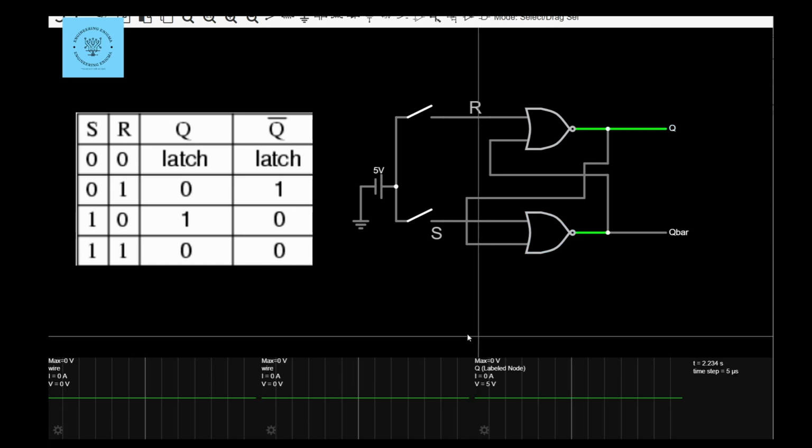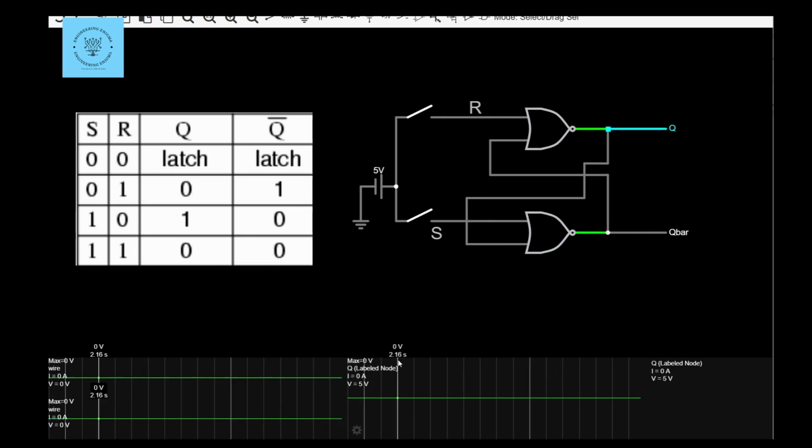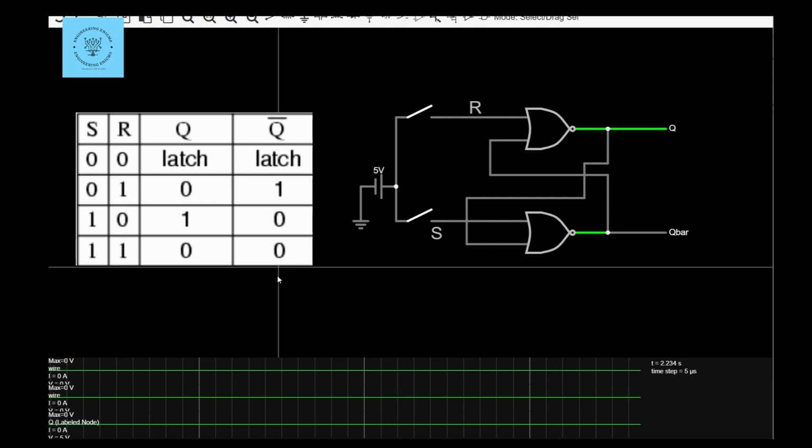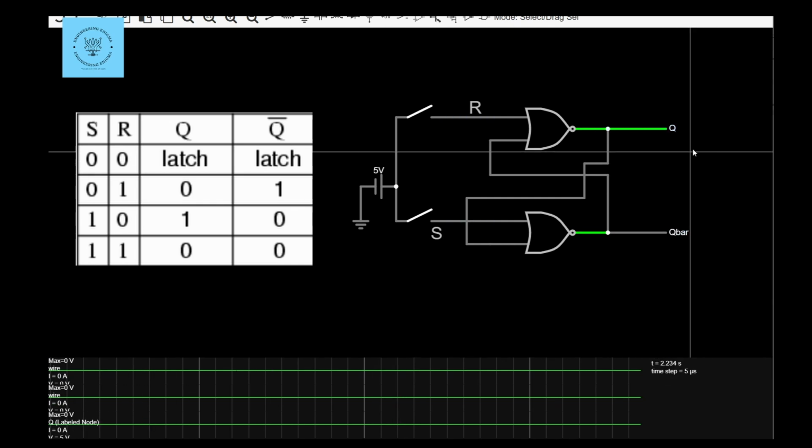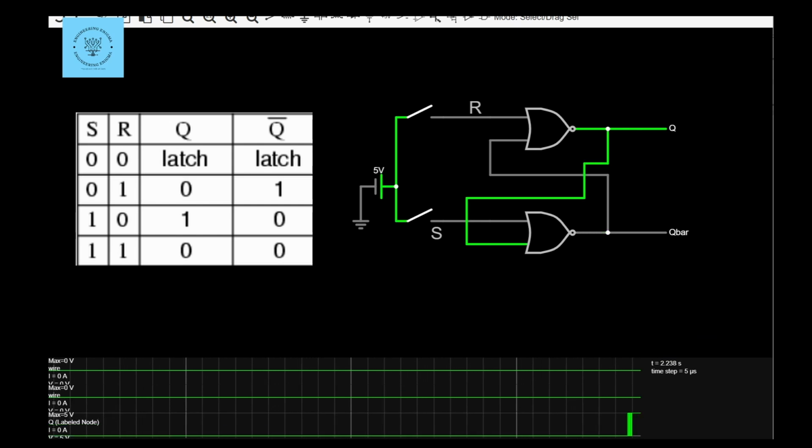Now let's observe the circuit operation. When I press the set switch, the output becomes high and stays high even after releasing the switch. This shows the memory behavior of the latch. When I press the reset switch, the output becomes low and remains low. Again, the circuit remembers its state.